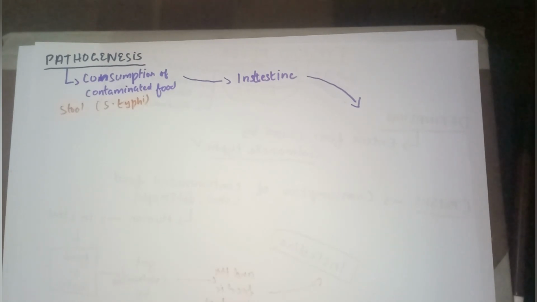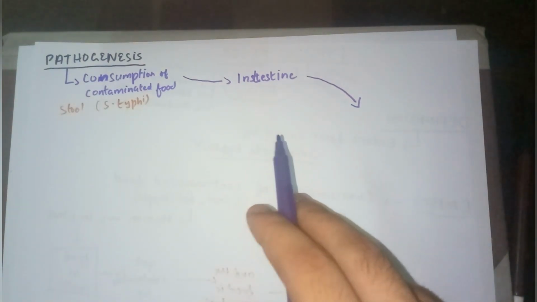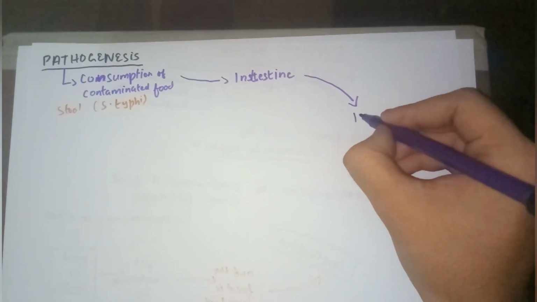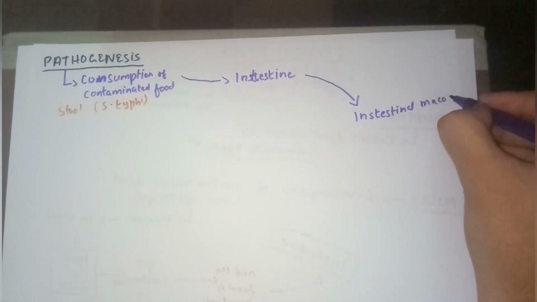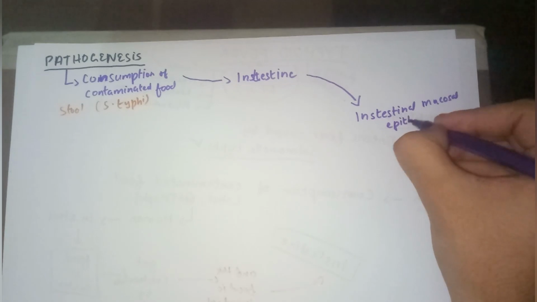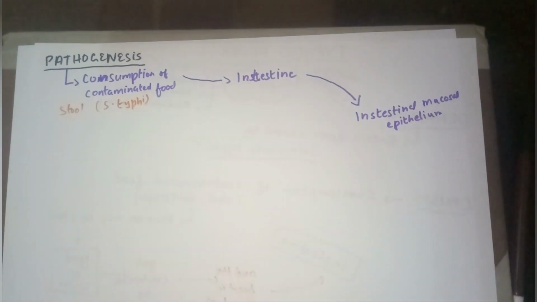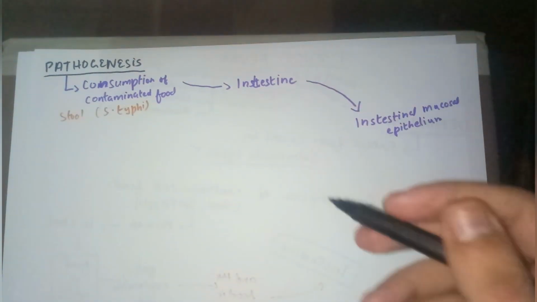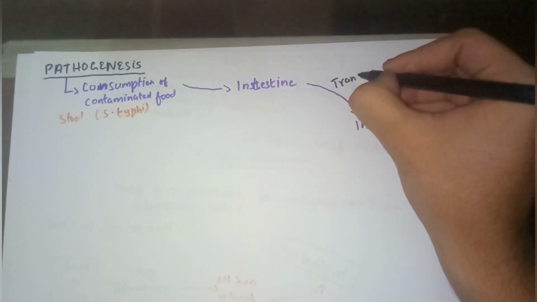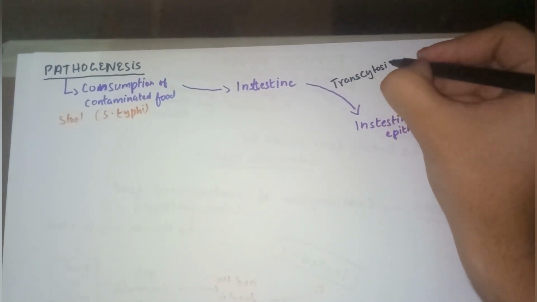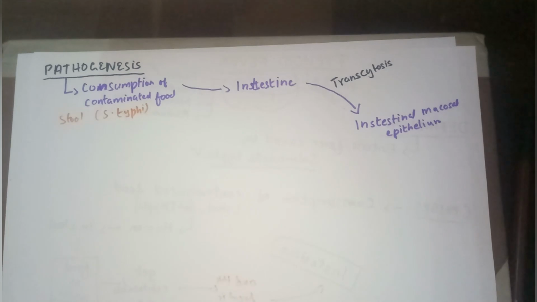Once it goes into the intestine, where would the Salmonella typhi like to go? Into the intestinal mucosal epithelium. So now the Salmonella typhi would like to go into the intestinal mucosal epithelium so that it can go and replicate there. So how is it going to go inside? Because there is no special welcome to the Salmonella typhi, it will go by transcytosis. It will go by transcytosis inside the intestinal mucosal epithelium.